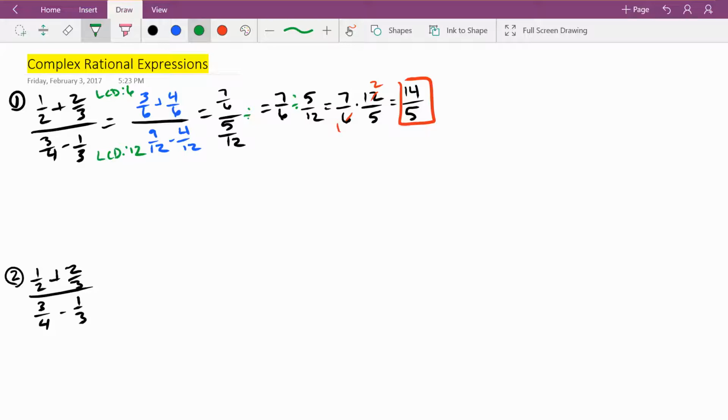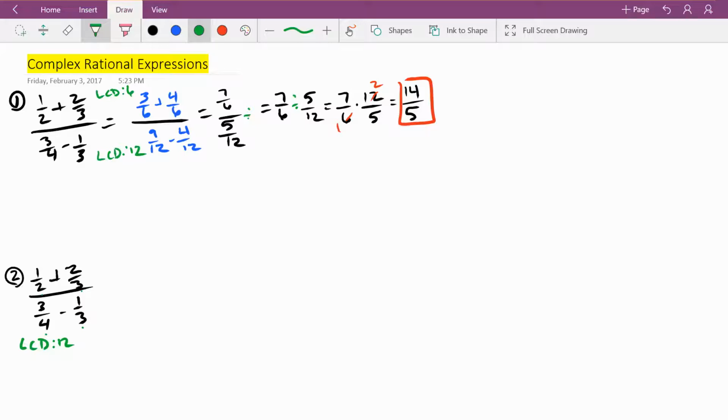Here's another approach. I'm going to find the LCD of every denominator. I have a 2, a 3, a 4, and a 3. If I looked at all 4 of those, I would notice the LCD of everything is 12. If I took all 4 of those numbers, 2, 3, 3, and 4, I know the LCD is 12.